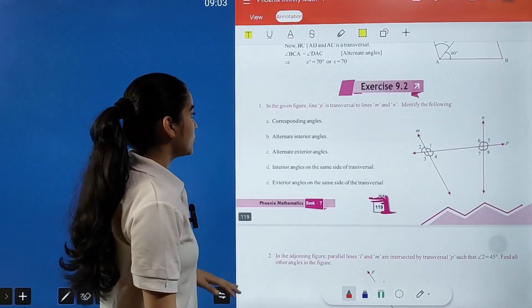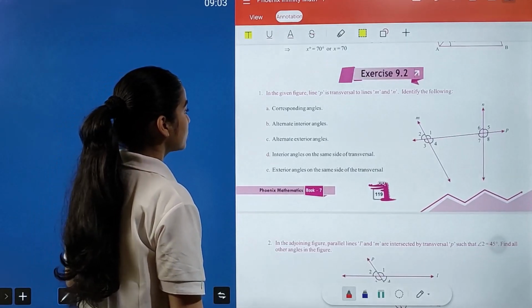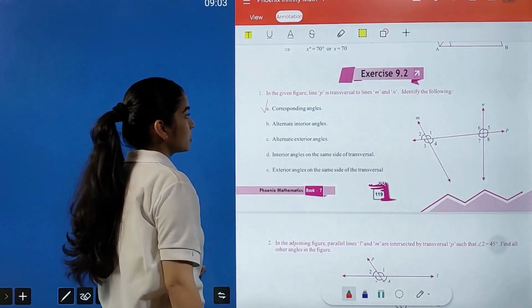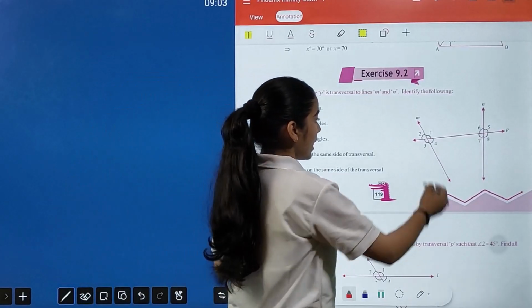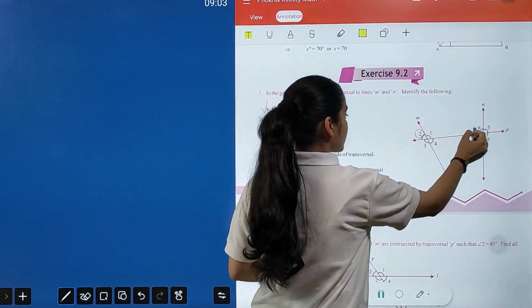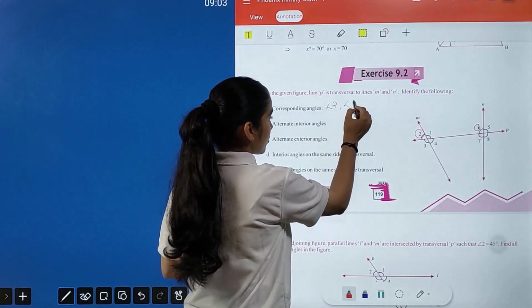Now come forward to your exercise 9.2. In the given figure, line P is a transversal to the lines M and N. Identify the following. First of all, you have to find out the corresponding angles. So angle 1 exterior, 1 interior, so angle 2 and angle 6. Angle 2 and angle 6 are corresponding.